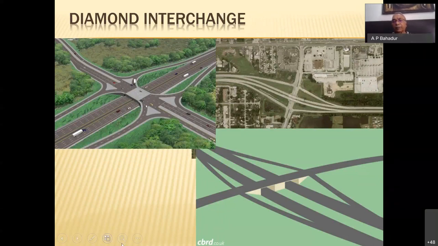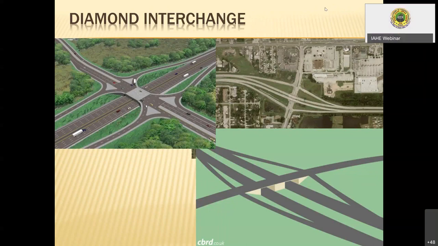Now this is your main highway, say expressway, and this is your side road. I hope everyone is able to see the movement of the cursor. Mina? Hello? Hello? Yes, sir. Yes, sir.